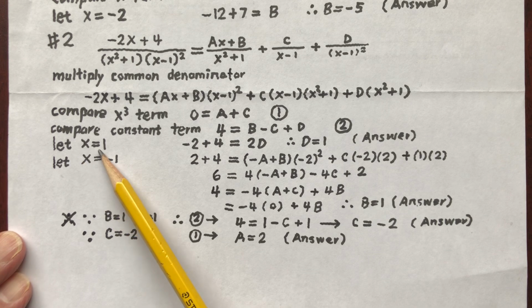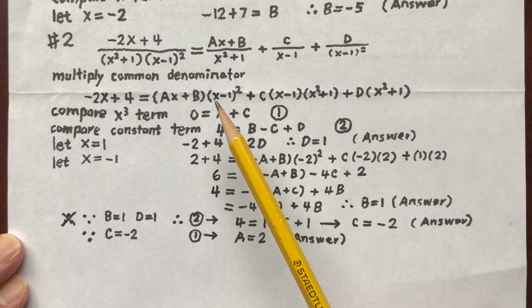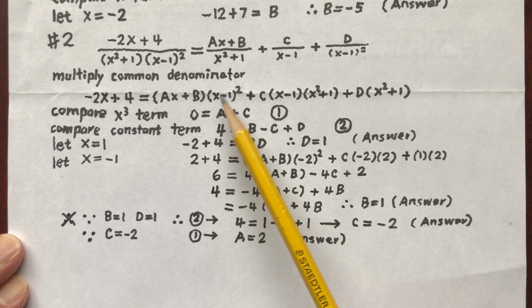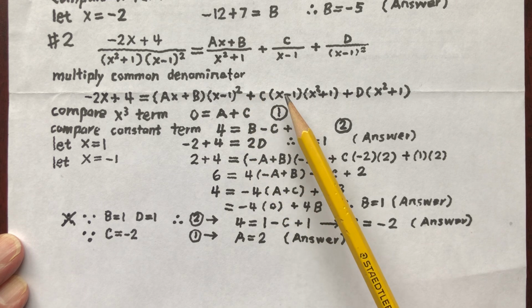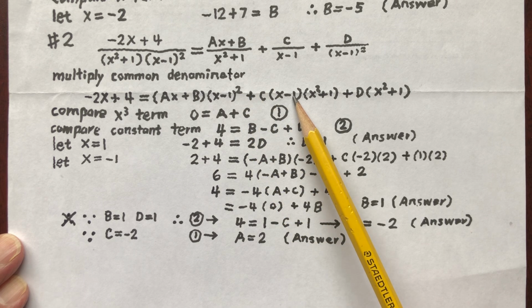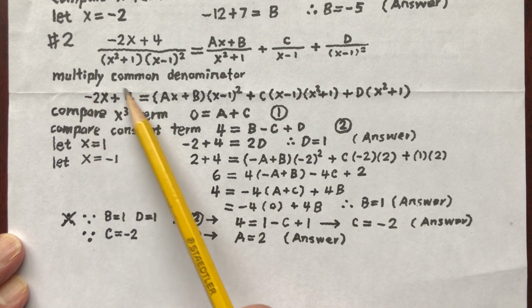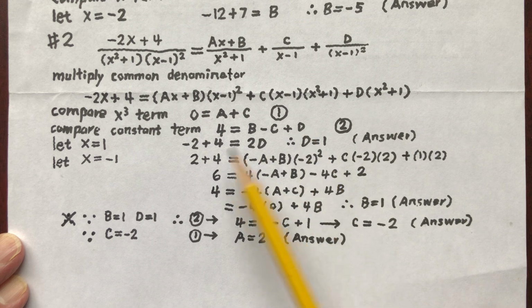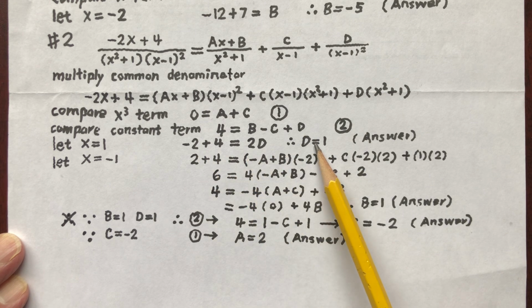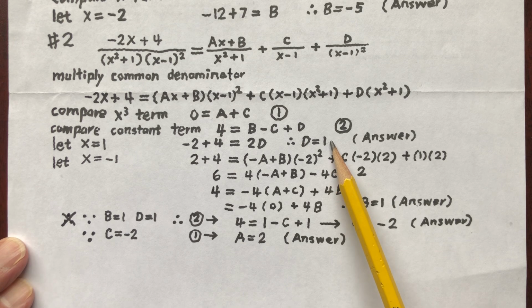Let x equals 1. If x is 1, x minus 1 is gone. Here, x minus 1 is also gone. So I have only the left side and the right side with the d term. So I have this. From this, d is 1. That's one of our answers.